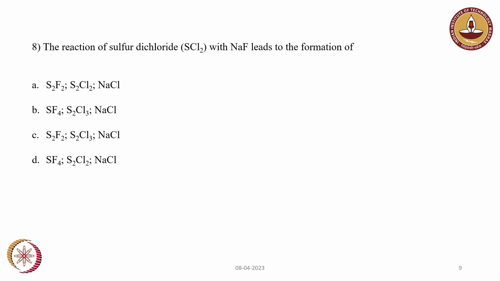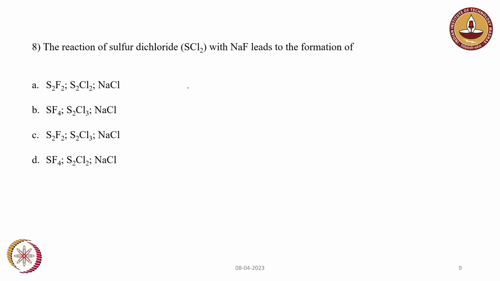The next question is the reaction of sulfur dichloride SCl2 with NaF leads to the formation of option A is S2F2, S2Cl2 and NaCl. Option B is SF4, S2Cl2 and NaCl. Option C is S2F2, S2Cl2 and NaCl. And option D is SF4, S2Cl2 and NaCl.